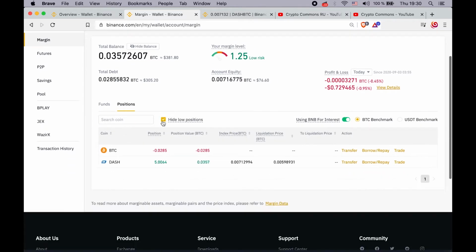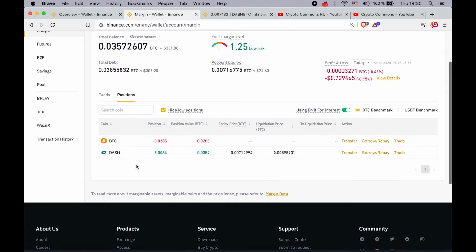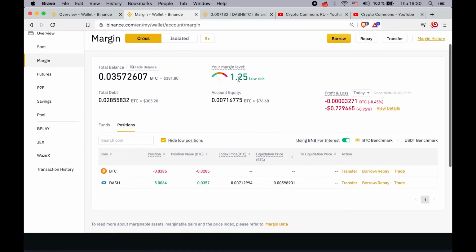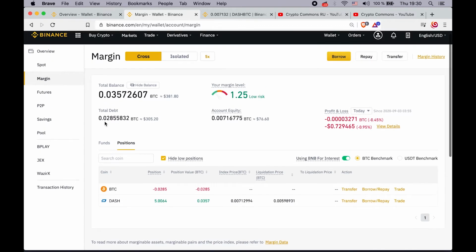Okay, now we are in our margin wallet, and now we see that we hold 5 Dash, and this is our debt in BTC, 0.0285 Bitcoin. This is our debt for Binance. And our real account equity is 0.00716 BTC. And here's our total value. It means our equity plus total debt.